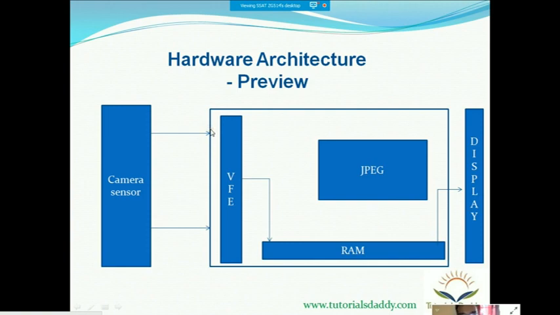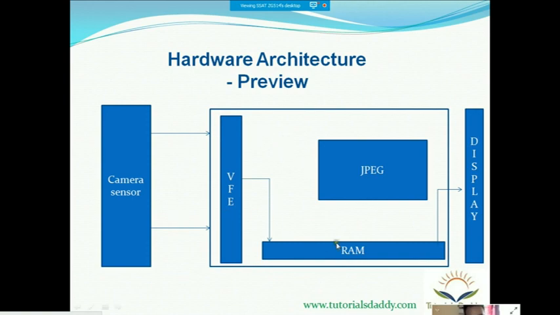The first block which will receive data from the MIPI CSI interface is the VFE. When I say VFE, it means ISP, which will perform denoise and other algorithms on the data captured from the camera sensor. VFE stands for video front end. This VFE will pass the processed data to the RAM.